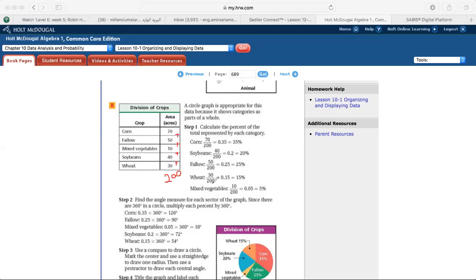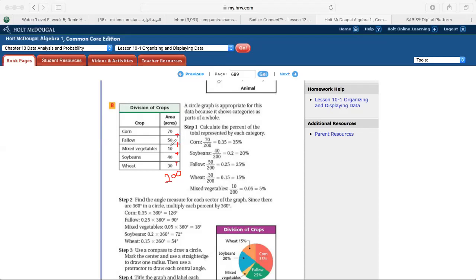Then 30 over 200, so it is equal to 0.15, which is 15%. Mixed vegetables, 10 over 200, so it is 0.05, which is 5%. So now I calculated the percent of each category from the total.